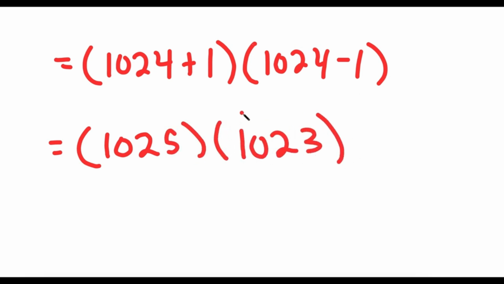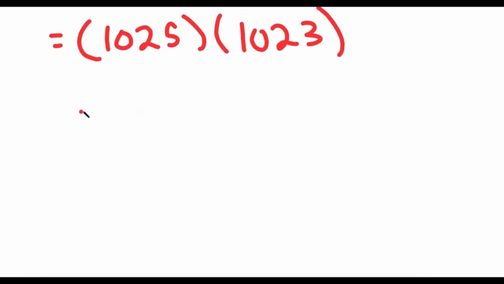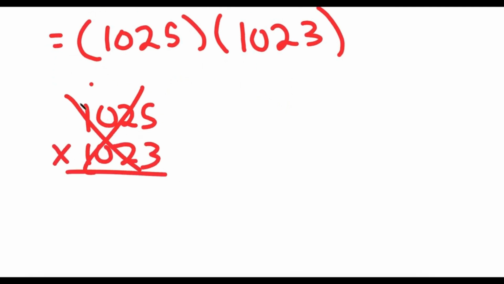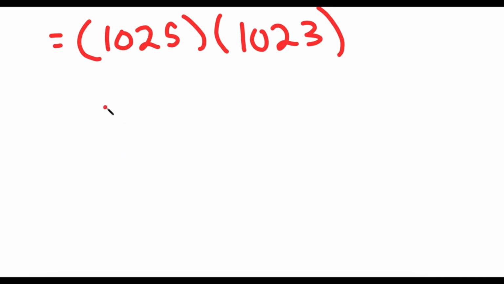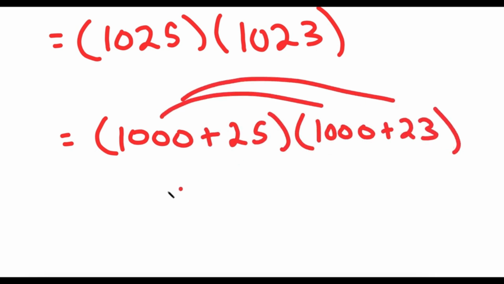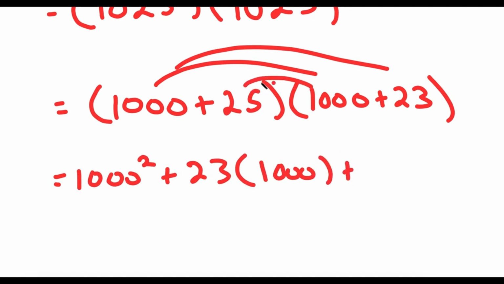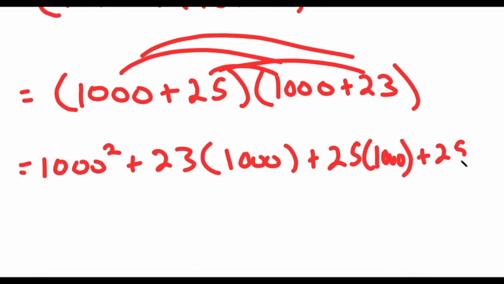So now I have 1025 times 1023, and to multiply these two, I'm not going to use the basic multiplication method because this takes way too long. Instead, I'm going to rewrite this as 1000 plus 25 times 1000 plus 23, and now I can distribute my 1000, so I get 1000 squared plus 23 times 1000, and now I can distribute 25, so I get 25 times 1000 plus 25 times 23.